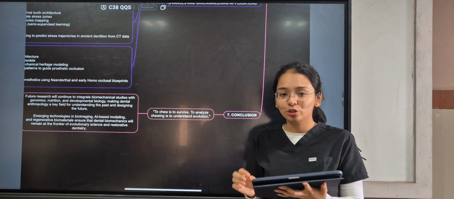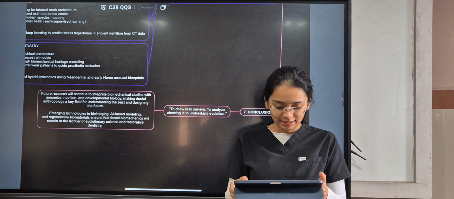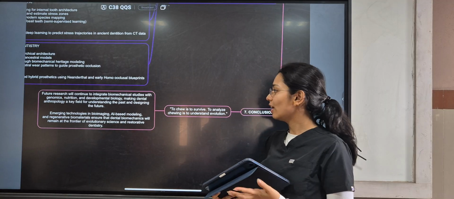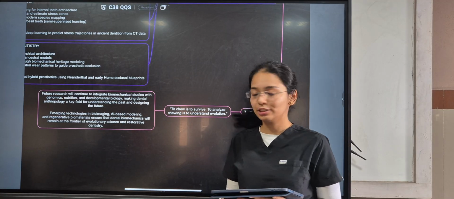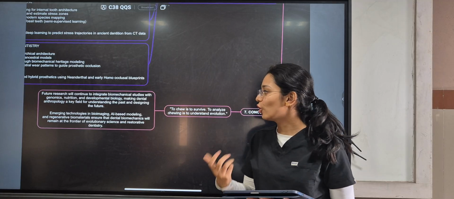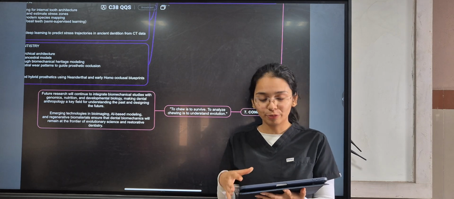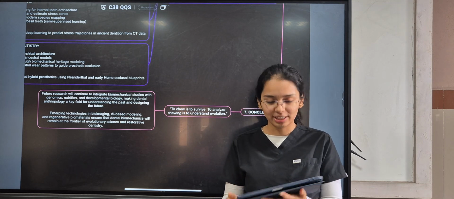So to chew is to survive; to analyze chewing is to understand evolution. Emerging technologies in bioimaging, AI-based modeling, and regenerative biomaterials ensure that dental biomechanics will remain at the frontier of evolutionary science and restorative dentistry.